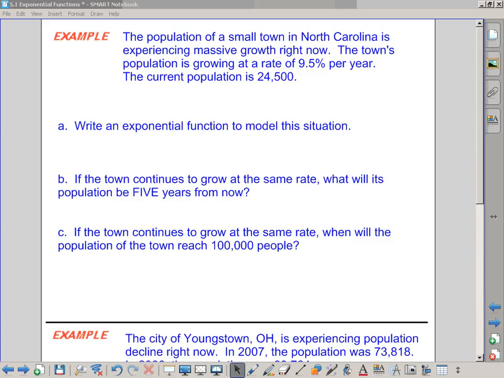Hi class, we're on section 5.1. I'm going to work through the two examples from the handout from Tuesday, December 6th.